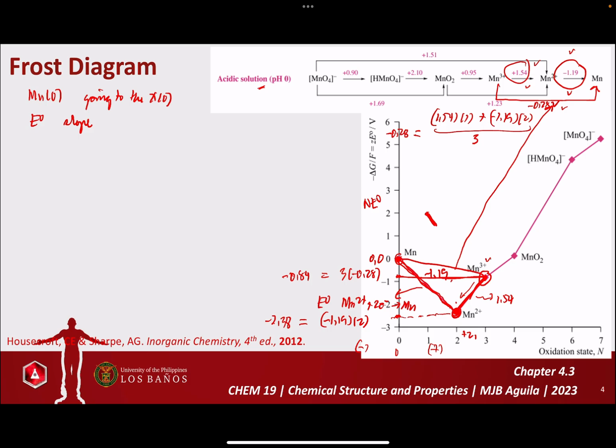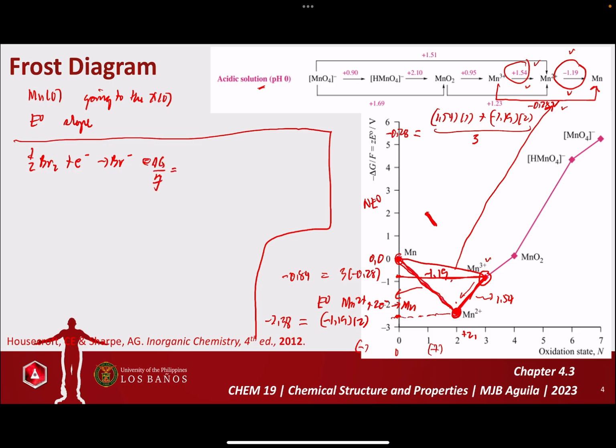For a species that has a negative oxidation state, for example, which is totally unrelated to this Frost diagram anymore, I just want to include it. So the reduction of bromine to Br minus has a value of E naught of positive 1.09 volts.